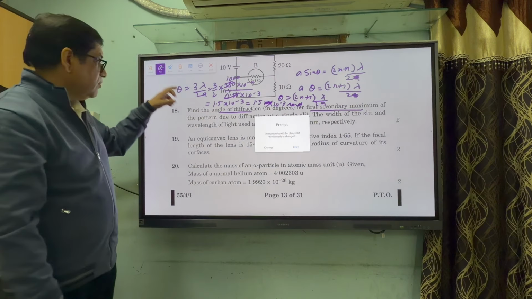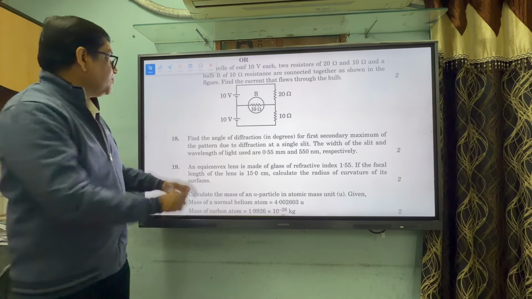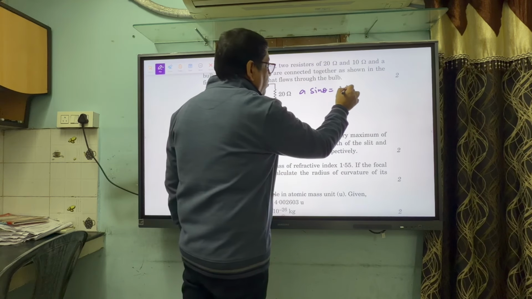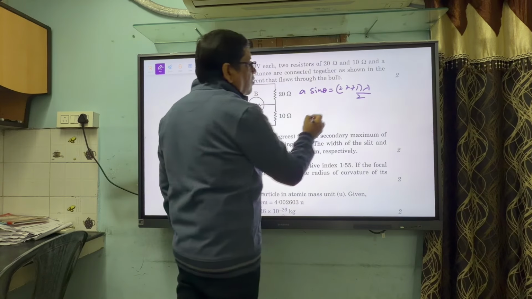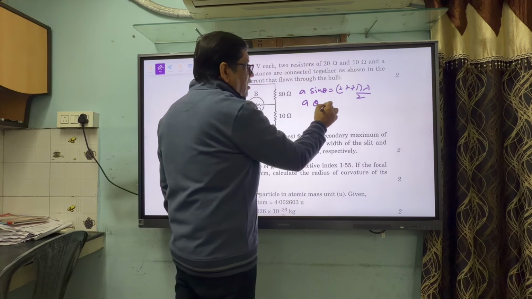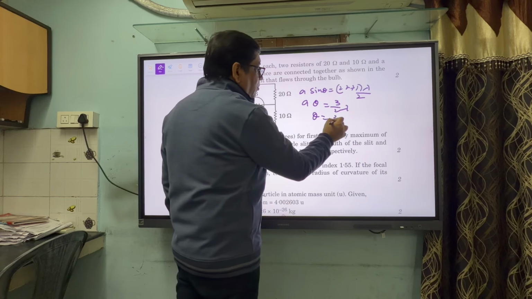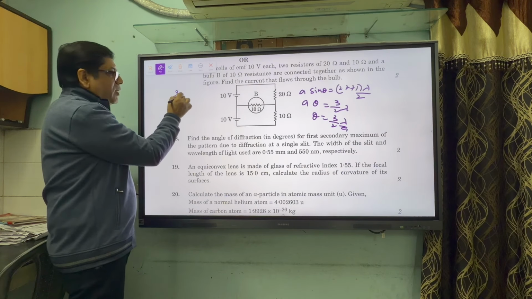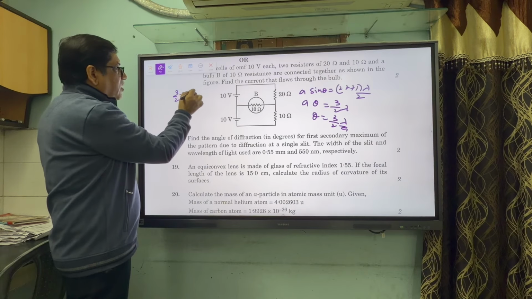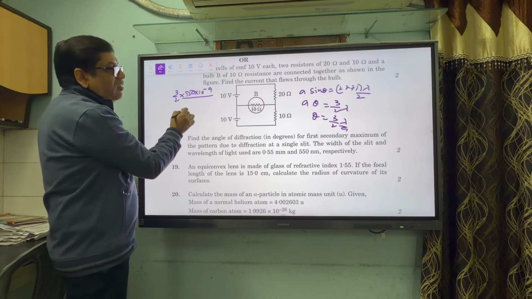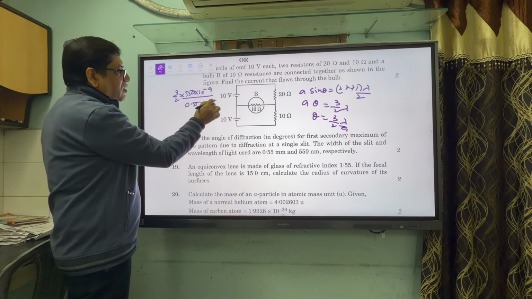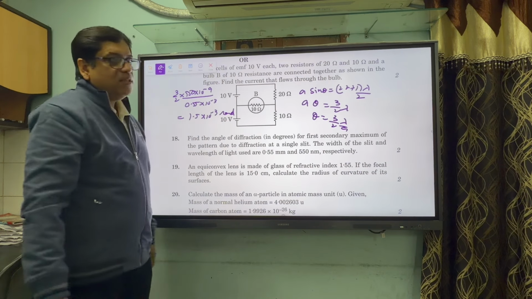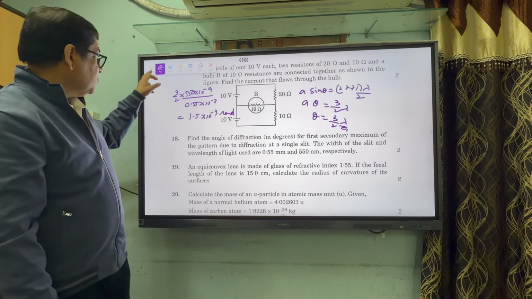I repeat it again. See this question again. a sin theta is equal to (2n plus 1) lambda by 2. First maxima, write sin theta as theta, 3 by 2 lambda. What will be the value of theta? 3 by 2 lambda by a. Put the values of lambda and a. What is lambda? 550 into 10 to the minus 9. a is 0.55 into 10 to the minus 3. This will come out to be 1.5 into 10 to the minus 3 radians, the angular position of first secondary maximum.